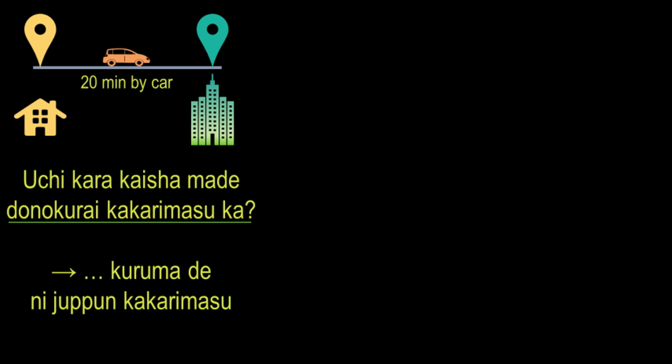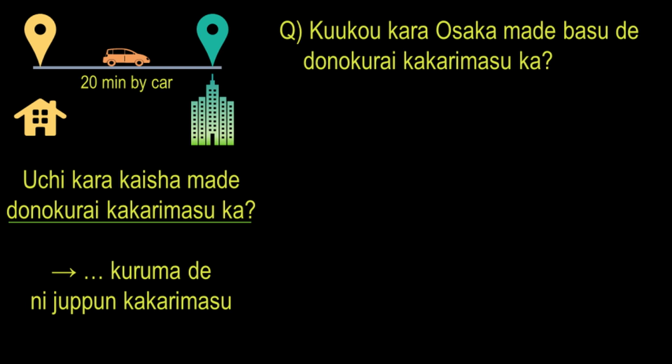To ask how long it will take from airport to Osaka by bus, in Japanese the question will be Kuko kara Osaka made bus de donokurai kakarimasu ka? And if it takes 2 hours, then in Japanese the reply will be Jikan kakarimasu. Let me give you another example.